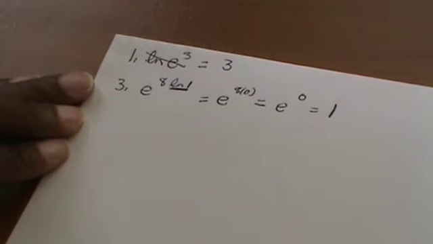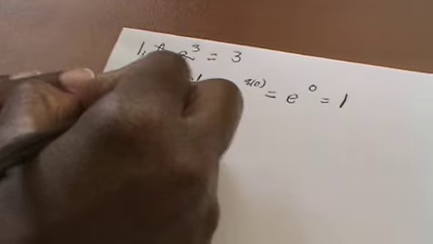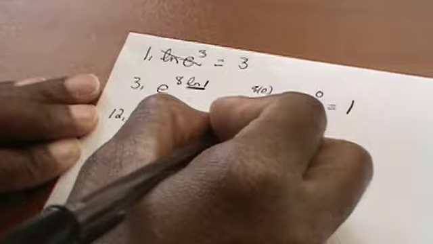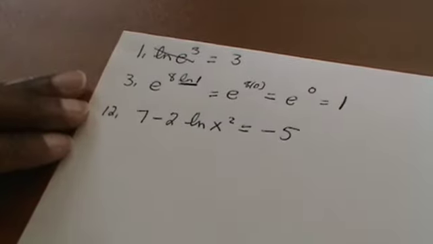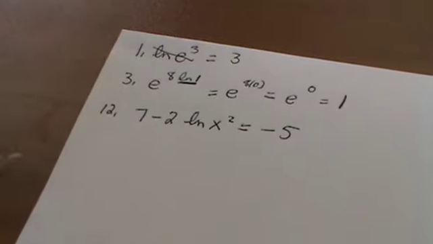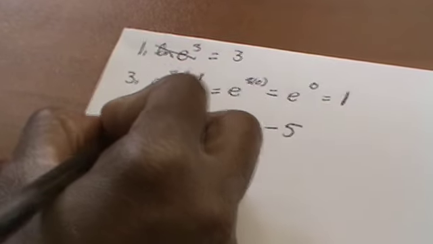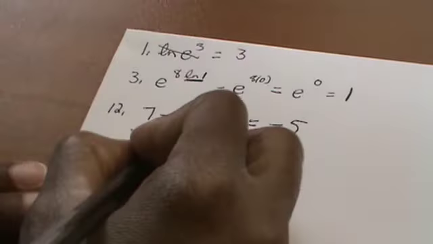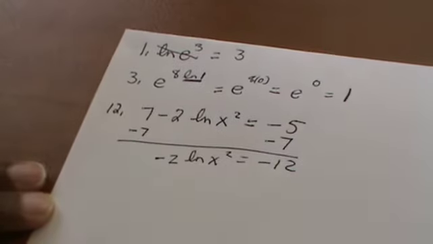Okay, so I'm going to allow you guys to try some of those. I would like to try problem number 12. And that's 7 minus 2 natural log of x squared is equal to negative 5. Okay, so I'm working from the outside in. So the last thing that I'll deal with is the fact that the x is squared. So I'm going to subtract 7, like that. Negative 2 natural logs of x squared equals negative 12.